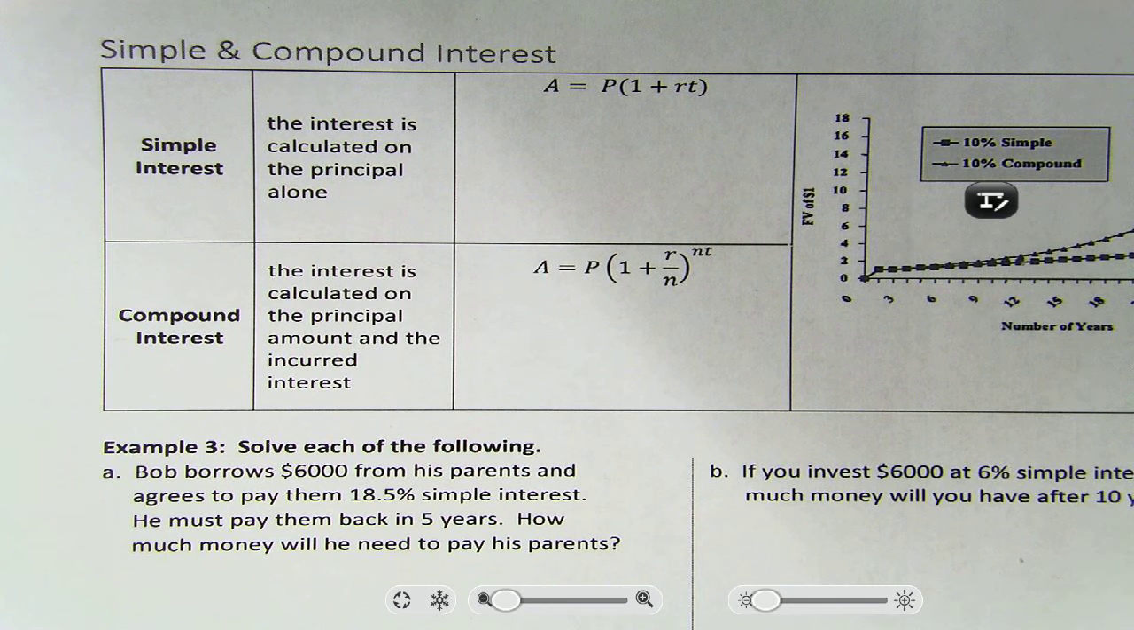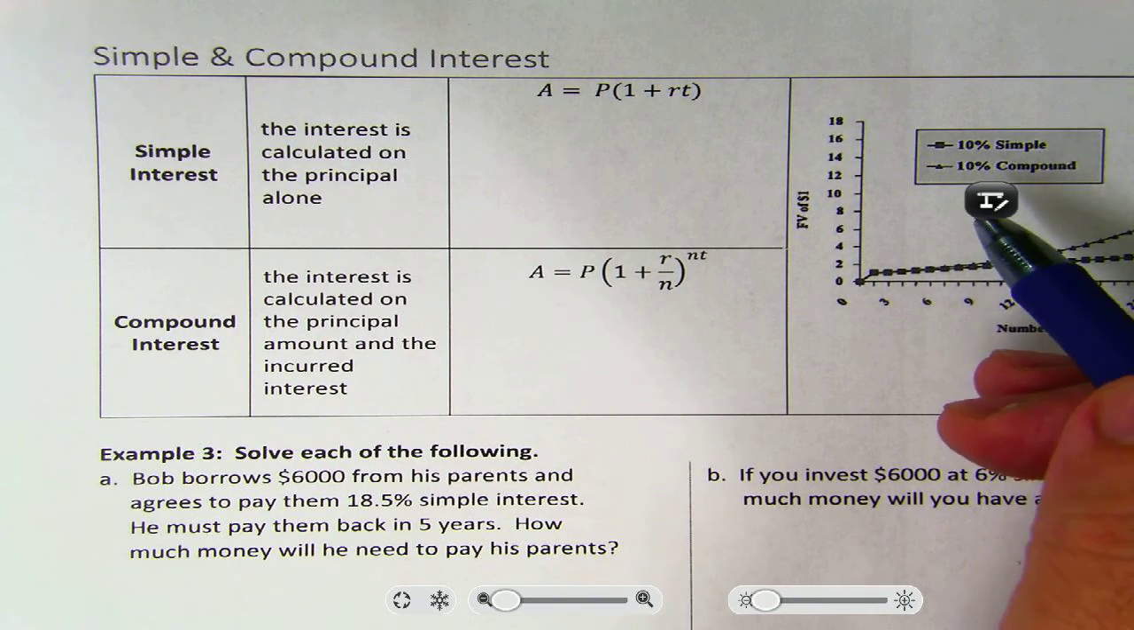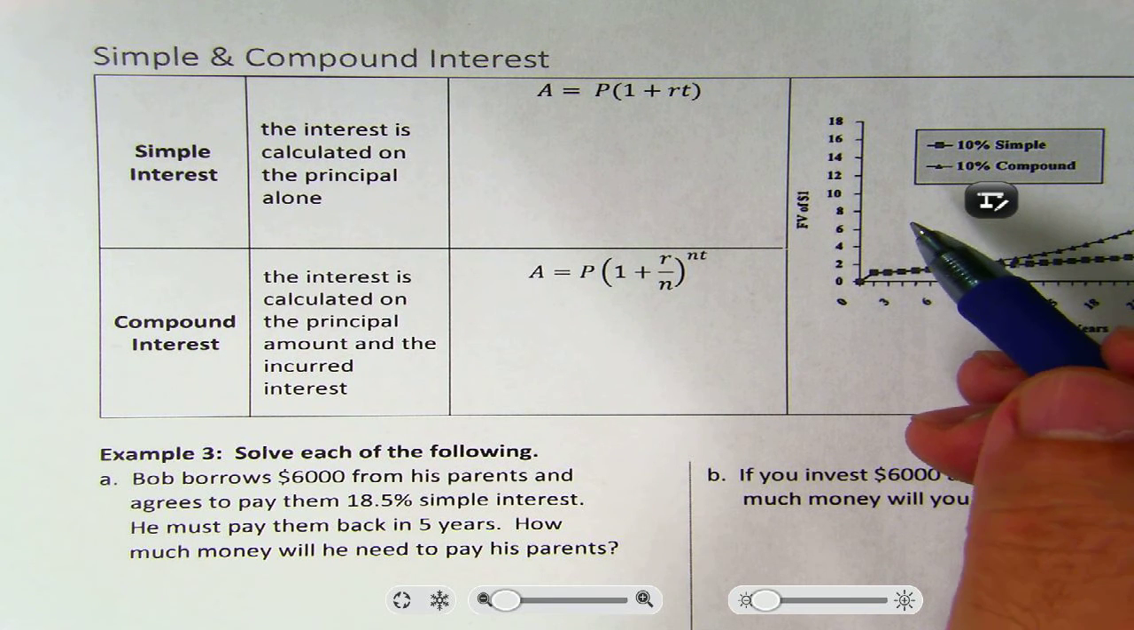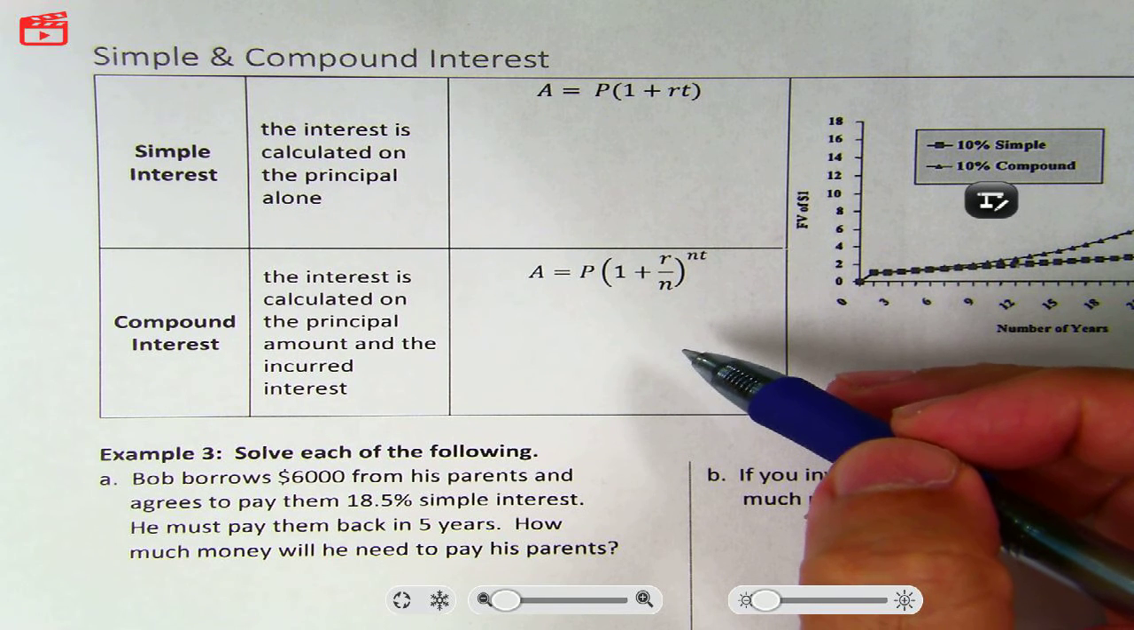Right, the topic is simple and compound interest. Simple interest is something you charge family members. Like if you borrow money from your parents to buy your first car, you charge simple interest. Compound interest is the rest of the world. Generally, banks perform this way.